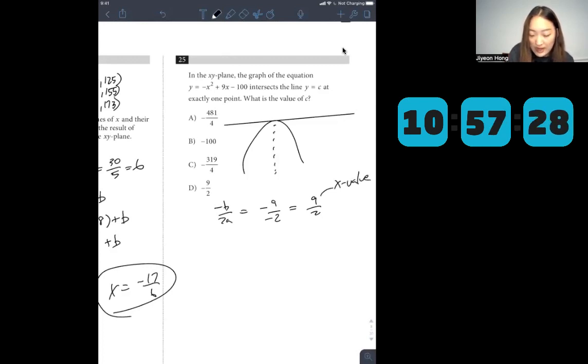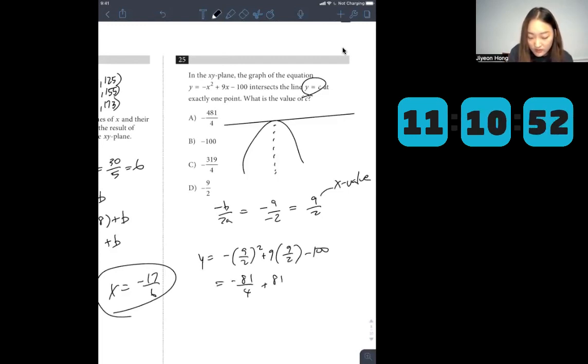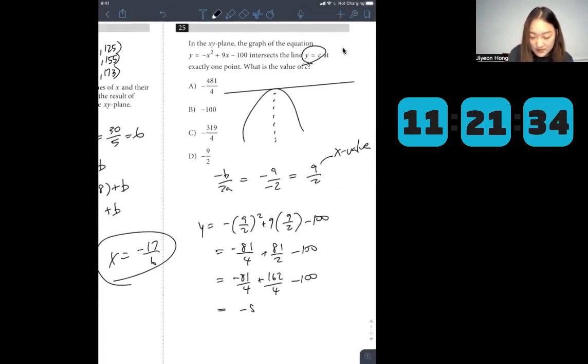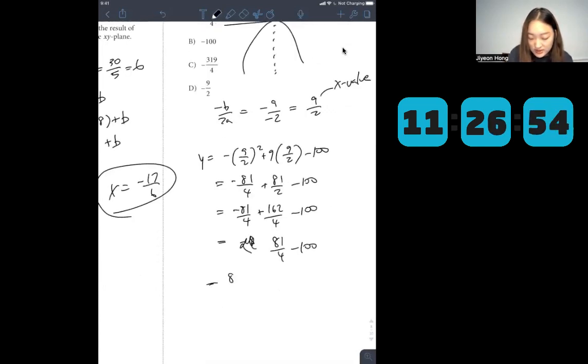And then we just need to find the y value. So we're going to plug this in. So y equals negative 9/2 squared plus 9 times 9/2 minus 100. And we get negative 81/4 plus 81/2 minus 100. Again, negative 81/4 plus 162/4 minus 100. Simplify this, it becomes 81/4 minus 100. Change the denominator to 400/4, and we get negative 319/4, which is answer choice C.